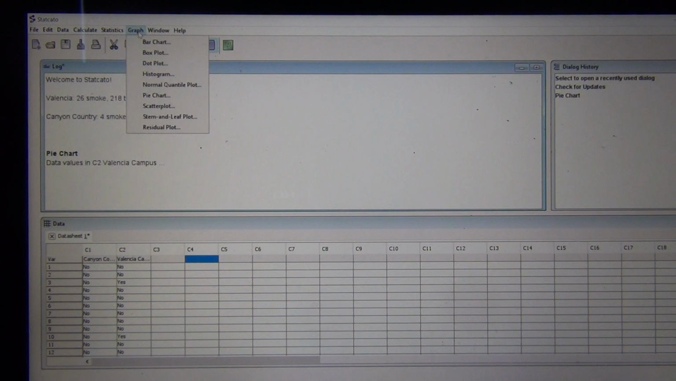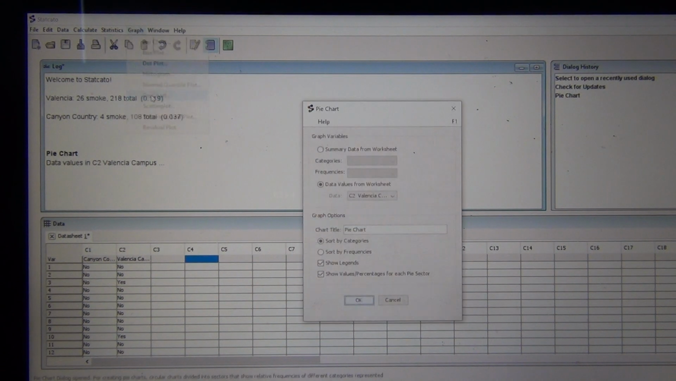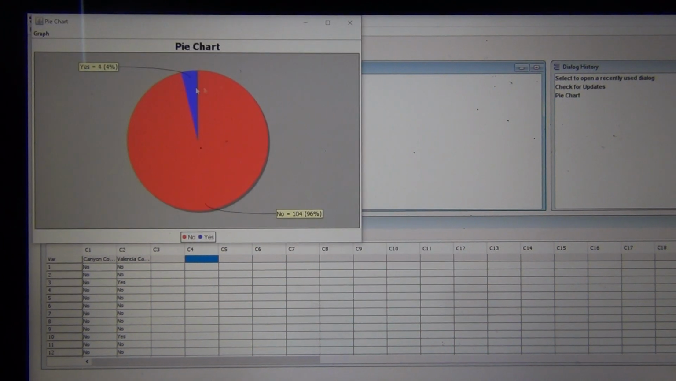I could also make a pie chart of the Canyon Country data, which was column 1. I can see 4 people smoke and 104 did not, so that would be a total of 108. So pie charts are an easy way, especially with StatCato, to get some counts on your categorical data.